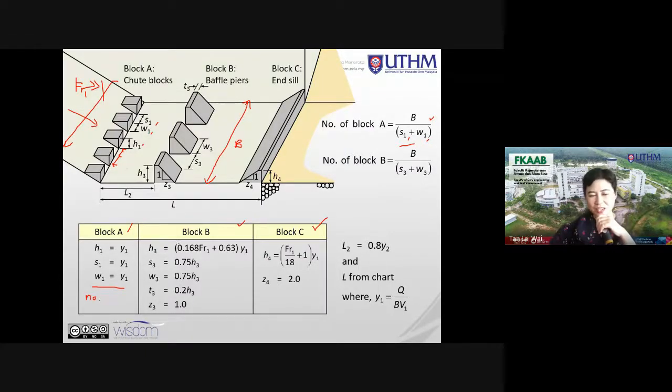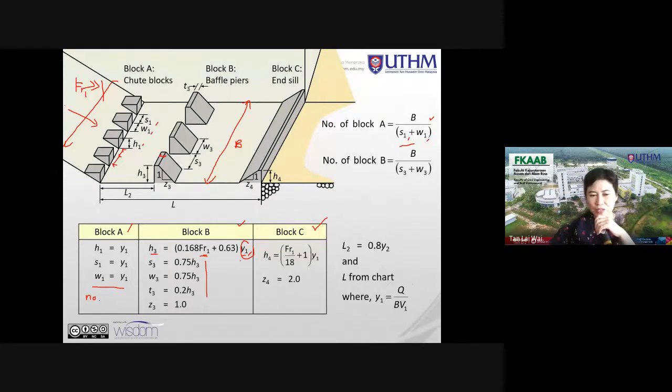Then after that, let's go to block B. For block B, you still need Y1. However, if you look at it, the rest of S, W, T, where T is the thickness, depends on H3. So you need to find H3 first. However, H3 also depends on Froude 1. That means once you have Y1, you need to find Froude 1. Froude 1 means the Froude number based on Y1, that means you have V1 over square root of g Y1.